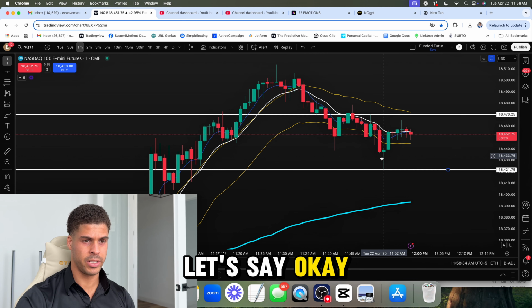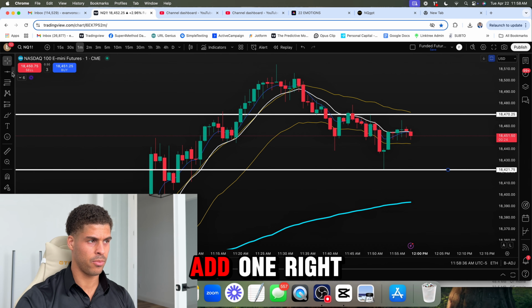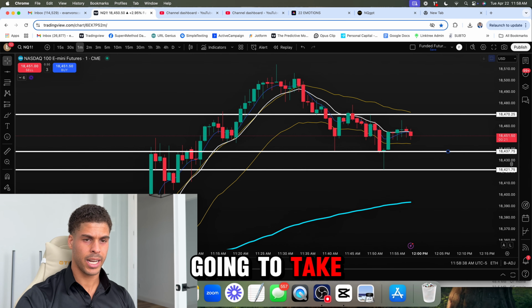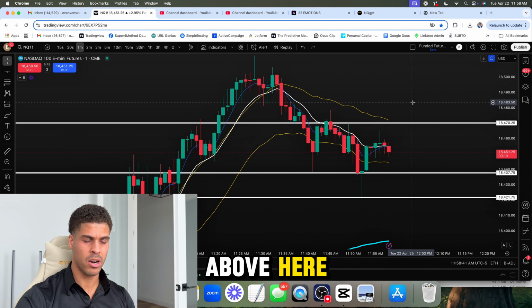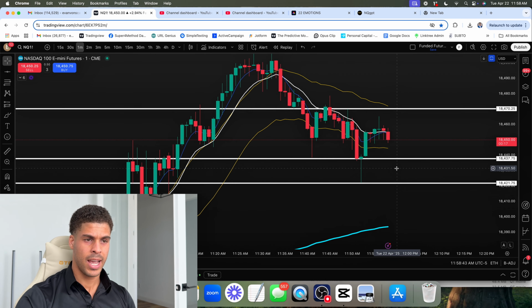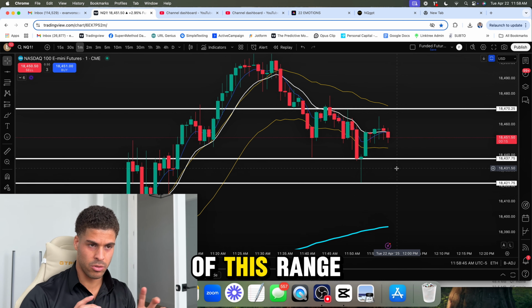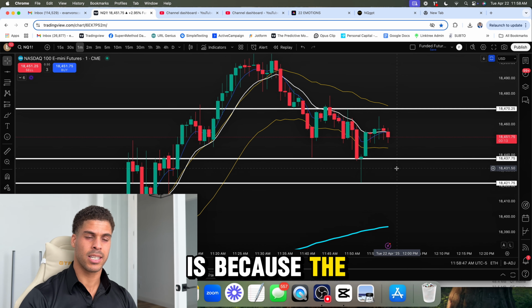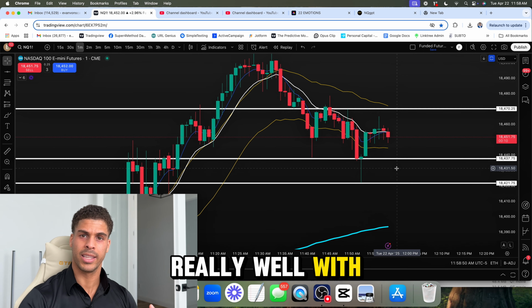I'd say, okay, touch down here, we kind of touch down here. I might even add one right here. And I'm not going to take a trade unless price breaks above here or breaks below here. And the reason that I want to use kind of this range and then a breakout is because the signals happen to align really well with that strategy.